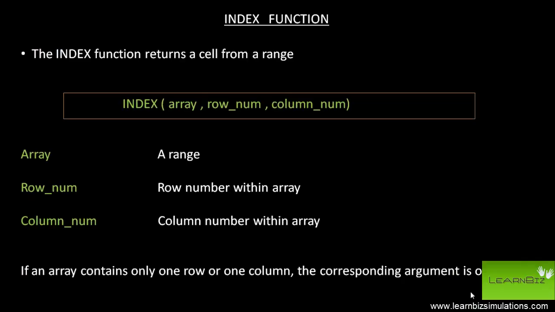Now we look at the index function. The index function returns a cell from a range. It takes 3 arguments. The first is the range or array from which you're going to search. Second is the row number, and third is the column number.